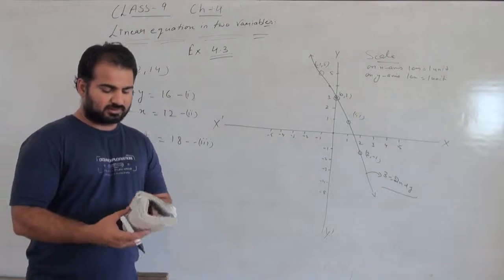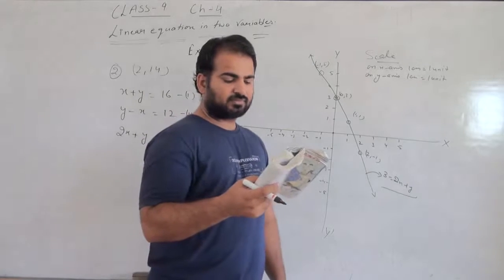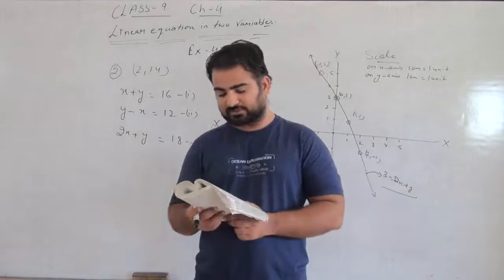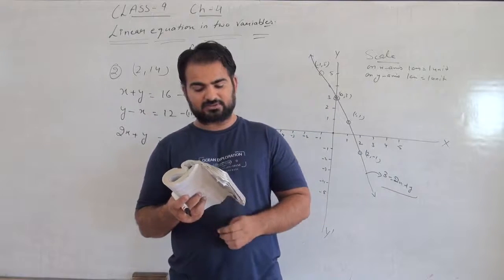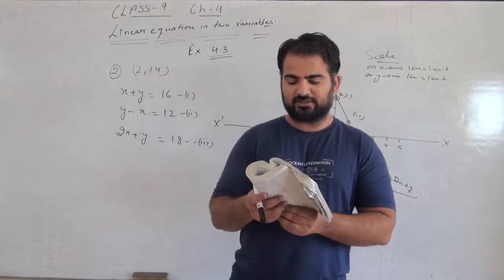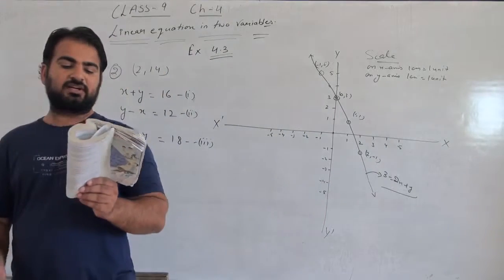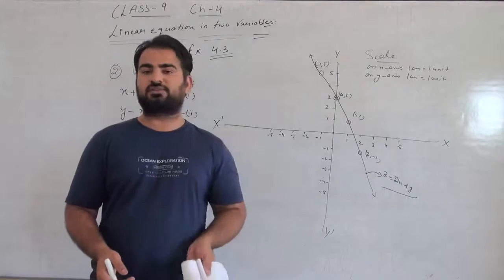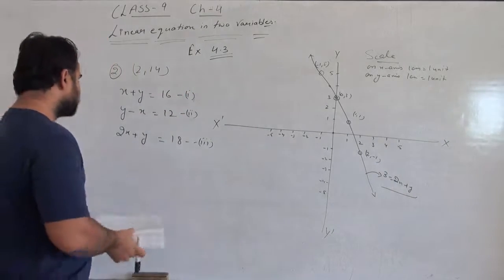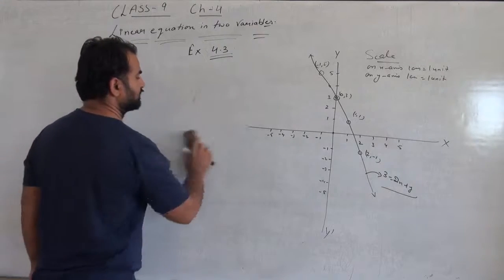Okay. Question number 3. The taxi fare in a city is as follows. For the first kilometer, the taxi fare is 8 rupees, and for the subsequent distance, it is 5 rupees per kilometer. Taking the distance covered as x kilometer and total fare as y rupees, write a linear equation for this information and draw its graph. So what we have to do is we have to draw a graph. So first of all, question number 3.